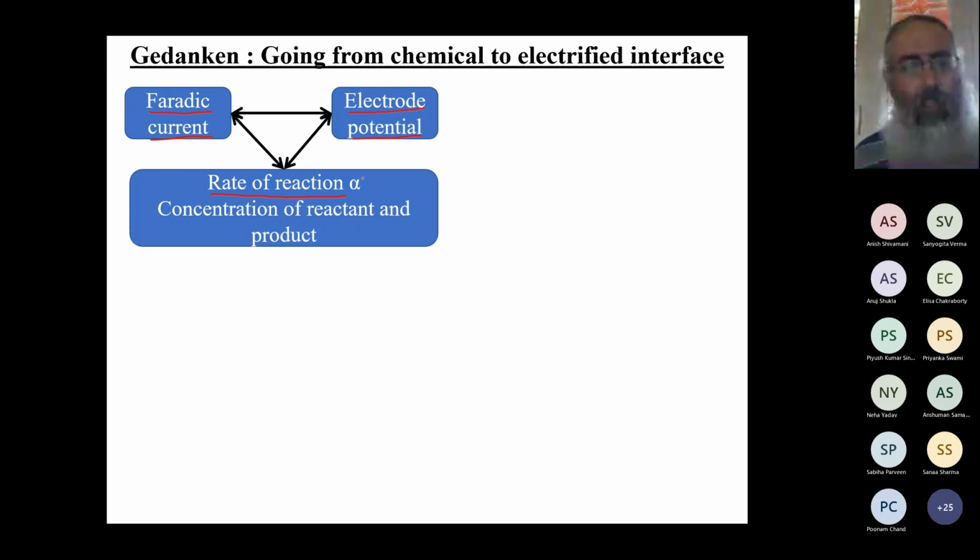Once we understand this, we have the power to manipulate. What is coming out clearly is that it gives us the ability to manipulate the rate of the reaction. So you can drive a reaction which is very sluggish, kinetically very slow. You can increase the rate of the reaction, or vice versa. If you want to slow down the reaction, you can do that as well by purely manipulating the electrode potential.